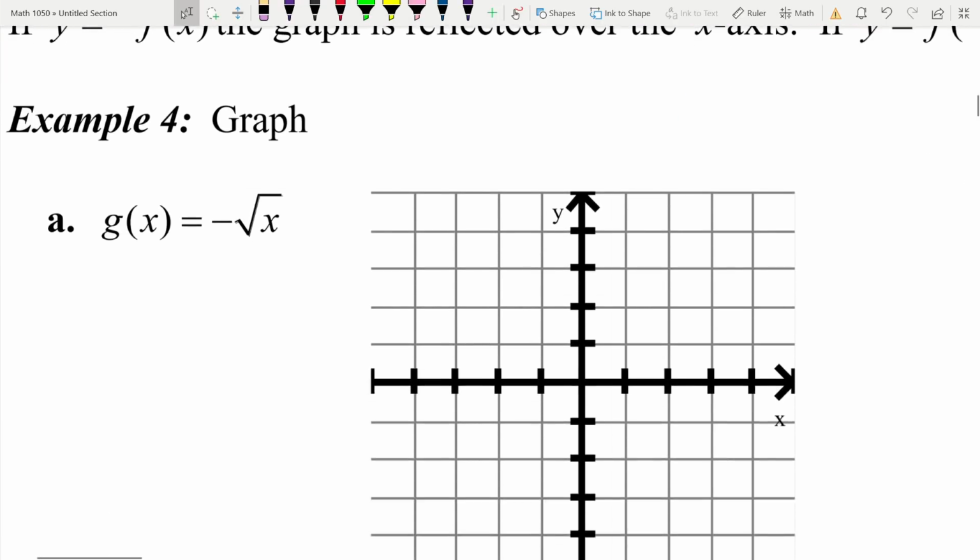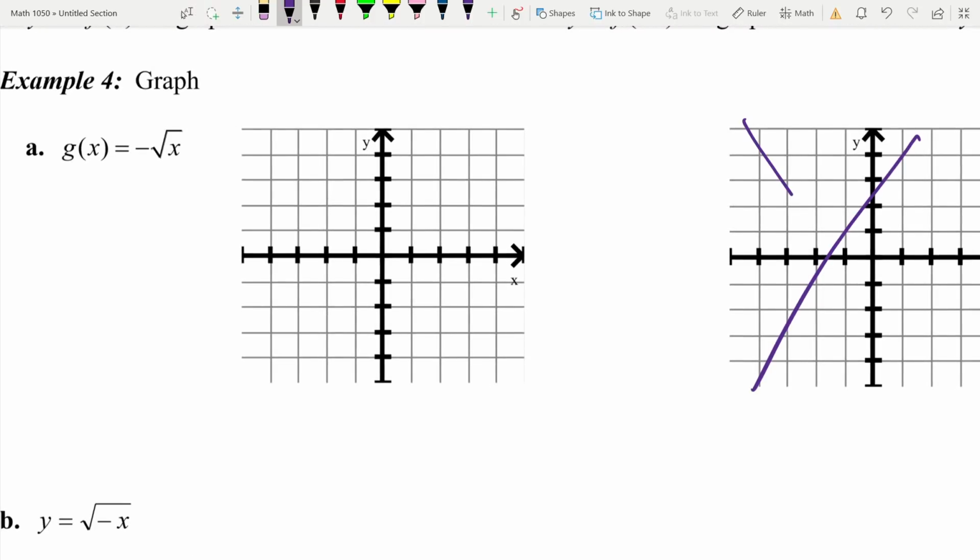So look at question 4. Cross out that second graph. The negative is on the outside, so we're going to say reflect across the x-axis.